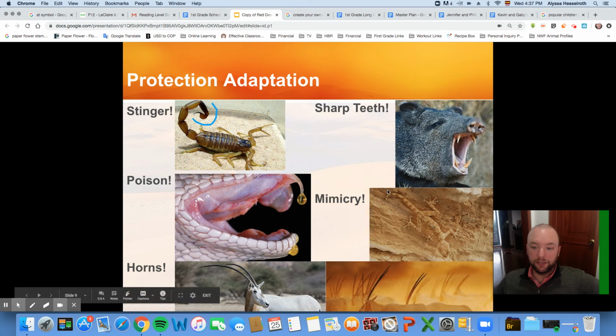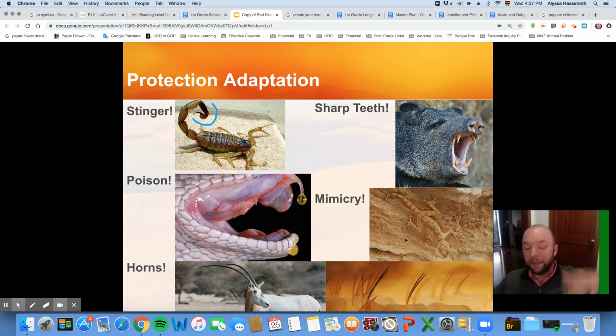The next one here is called mimicry. So as you can see, this gecko here is very, very hard to see. And this gecko, through thousands of years, has become closer and closer to the same color as the rocks that they live on. And so it just blends right in. The pattern of the stripes, the dots on its back, and the color pattern of its body.